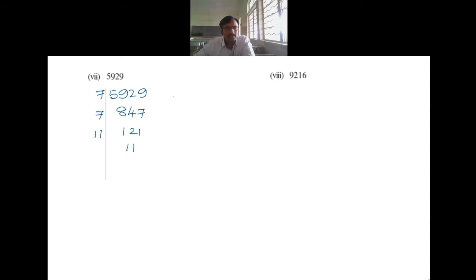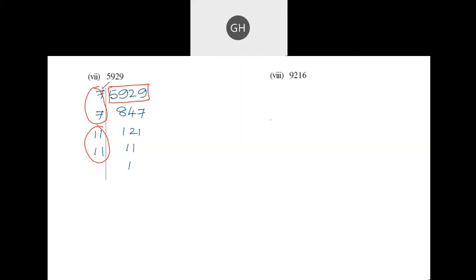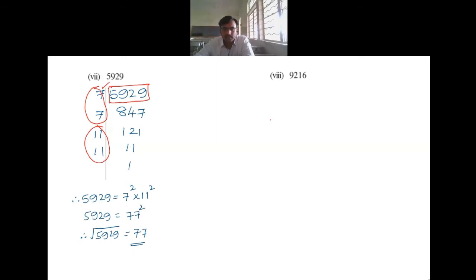So 7, once again, if you divide, we get 121, 11 times 11 is 121. It's that simple now. 77 square. The first step only is difficult, to identify that it is divisible by 7. The rest of the things are very easy, and the root of 5929 is 77.